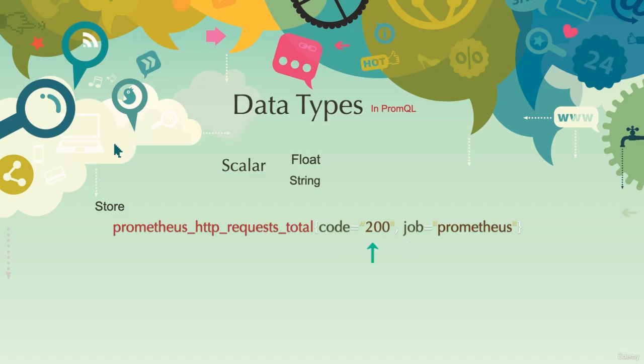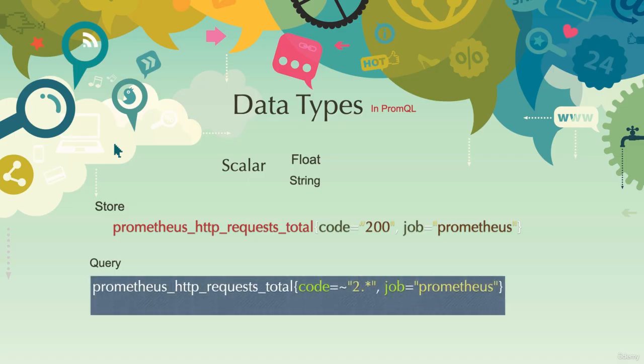And the value of code is 200, but that 200 isn't a float value, that's a string value because it's surrounded by double quotes. For string values, you can either use double quotes or you can use single quotes. Both are accepted. So now imagine that we have this query. In this query, we say return all the time series where metric name is Prometheus HTTP request total and the job label is equal to Prometheus and the code label is equal to 2.*.